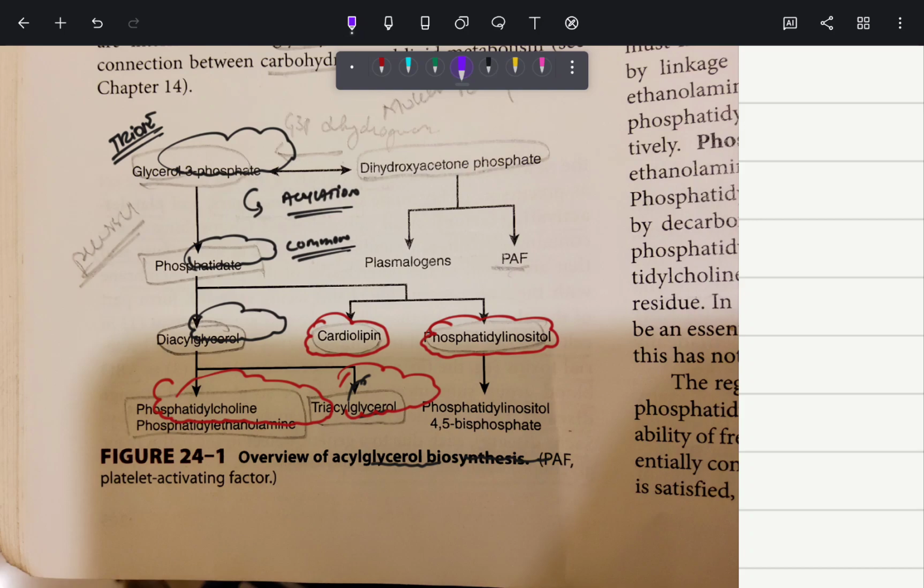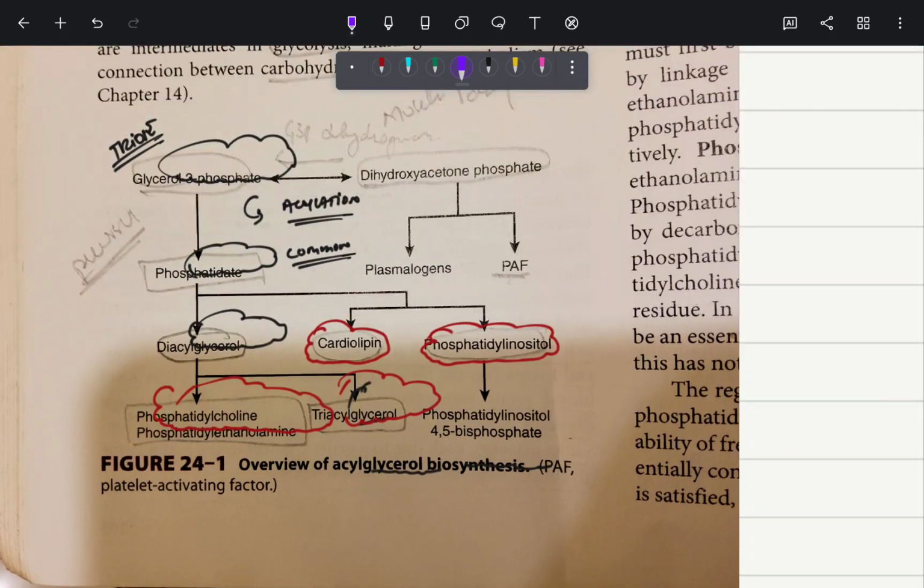As you can see here, glycerol 3-phosphate and dihydroxyacetone phosphate, if muscle lacks the enzyme glycerol 3 kinase, the dihydroxyacetone phosphate can get converted into glycerol 3-phosphate by glycerol 3-phosphate dehydrogenase. Okay, I hope I am clear with this chapter, and in my next video, which is going to be a very long video, I will discuss the biosynthesis of triacylglycerols and phospholipids. Thank you guys.